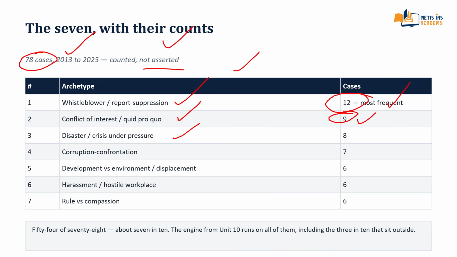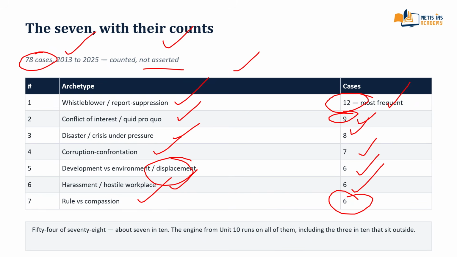The third one, disaster and crisis under pressure, 8 cases asked so far. Then corruption and confrontation, 7 case studies. Development versus environment or displacement, 6 cases. Harassment or hostile workplace, 6 cases. Rules versus compassion, 6 cases.